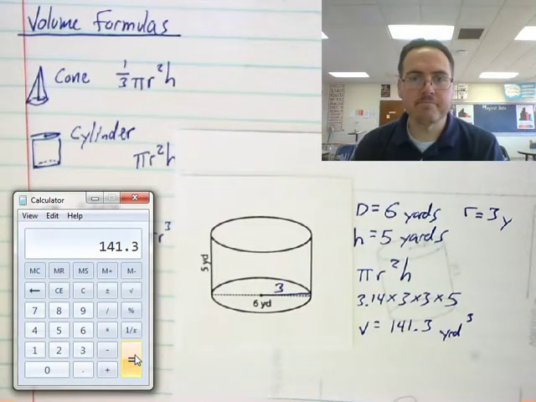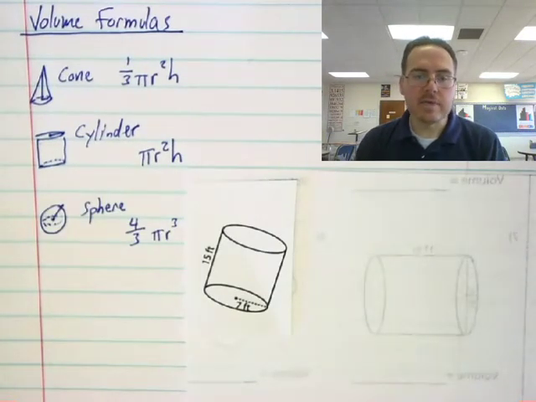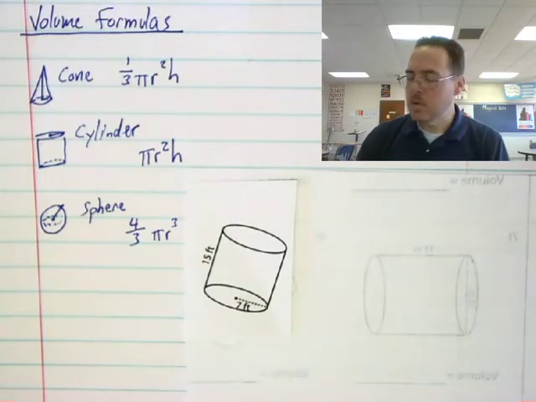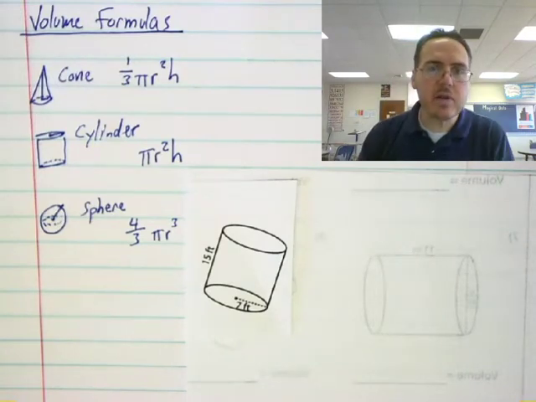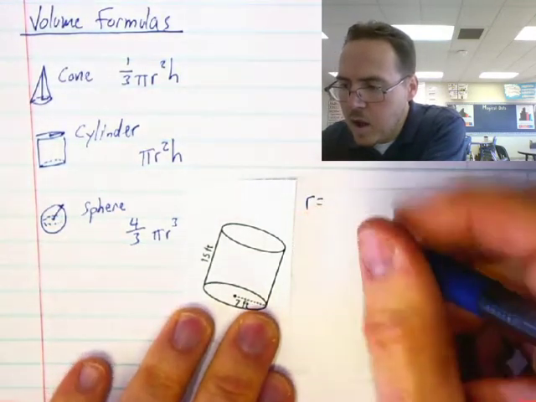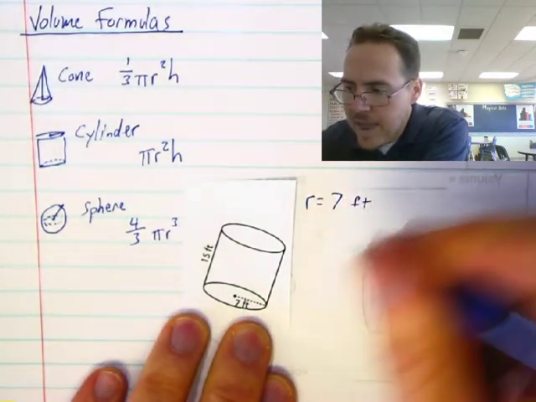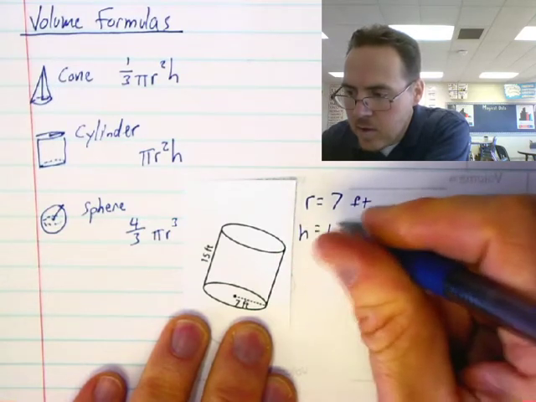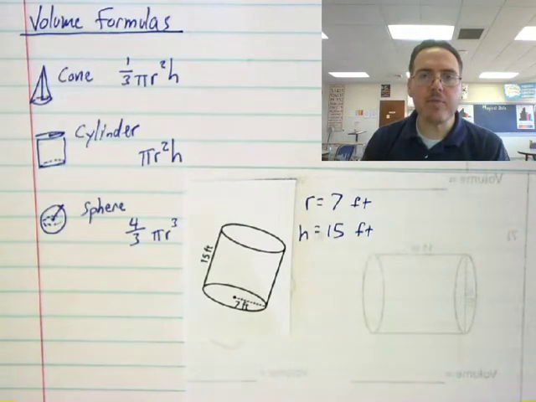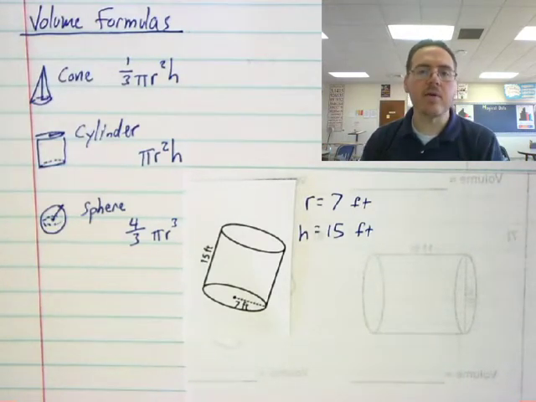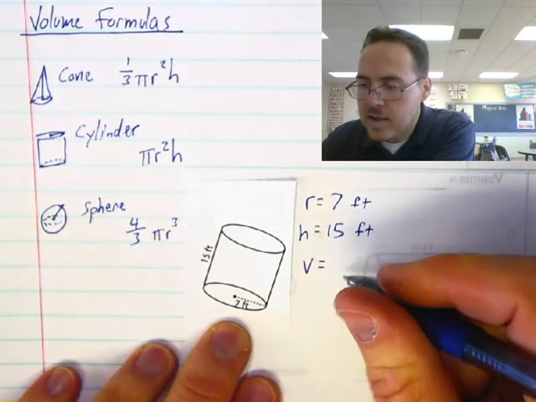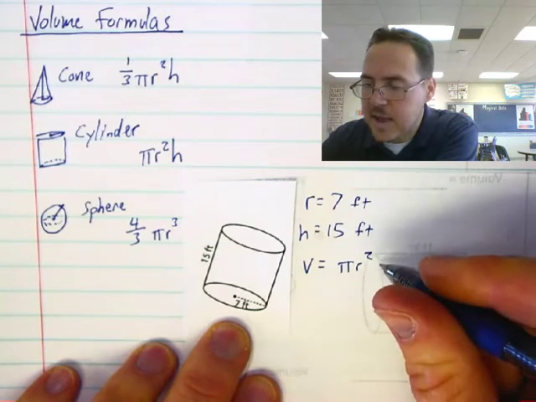Let's do another one. So here's another cylinder, and it's kind of slanty ways, but still not that bad. Let's write down the information that we can learn from the picture. So it looks like we've got a radius of 7 feet, and we have a height of 15 feet. Now let me go ahead and write down the formula for the volume of a cylinder. The volume of a cylinder is pi r squared, that's the base, times the height.